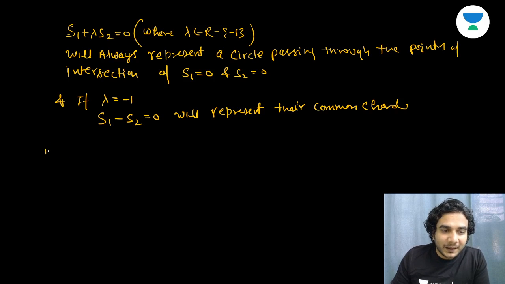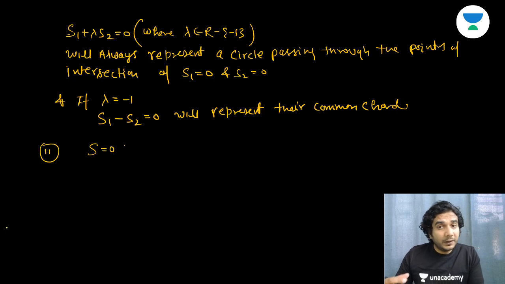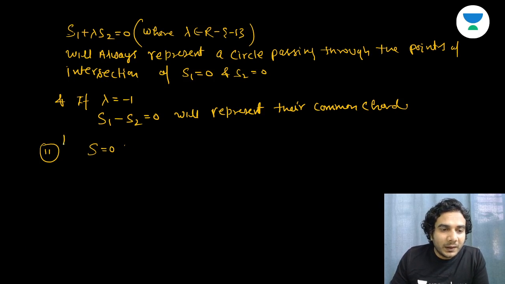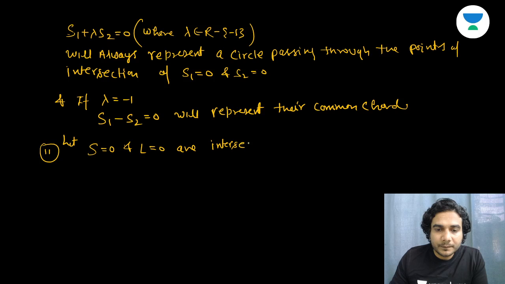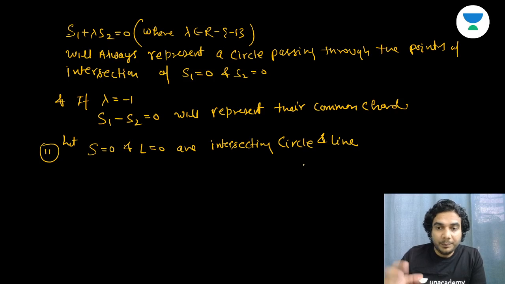All right, so this was the first case. Now let's take the second case, okay? So what is the second case? Now in this case, s is equal to 0, and I hope the first point is clear. Now I'm making a family of circles using two different curves, one circle and a line, okay? So let s is equal to 0 and l is equal to 0 be an intersecting circle and line, all right? So now I'm taking a circle and a line. Now see, if I make a family using these two curves, a line and a circle, then what will it represent?